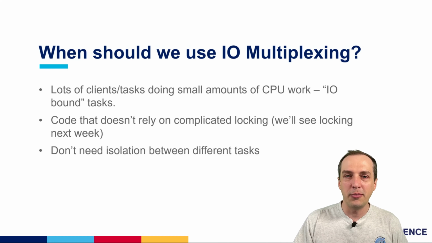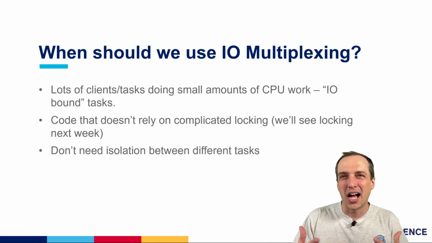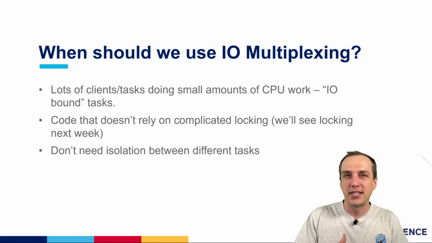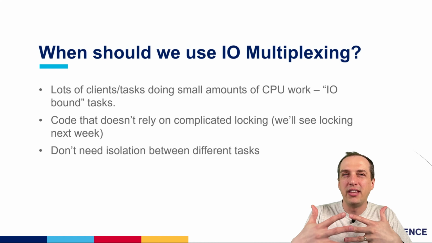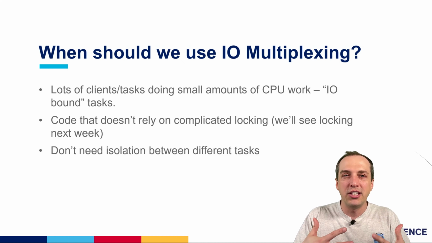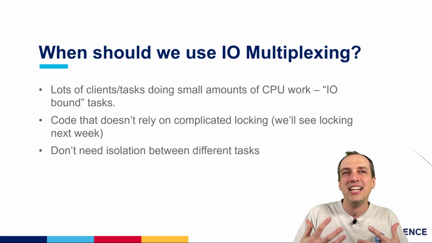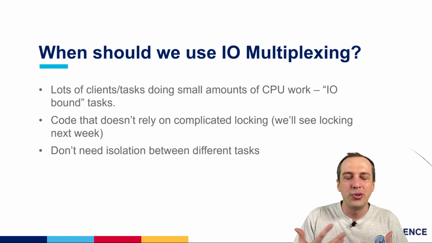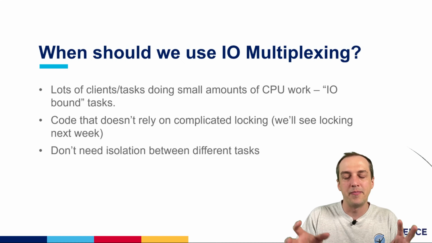It's also good to use I/O multiplexing when you're not dealing with any complicated locking. This is kind of the opposite of what I had mentioned in the previous video about threading, where I want to have these threads deeply coordinate with each other. They're all doing roughly the same thing, but they're all using the same shared data. You're not going to necessarily want to use I/O multiplexing in a situation like that.